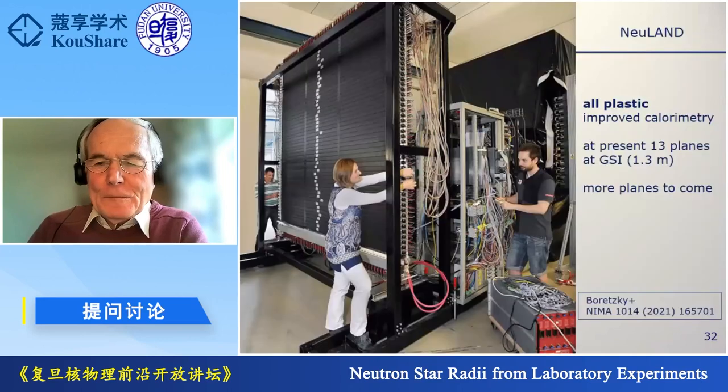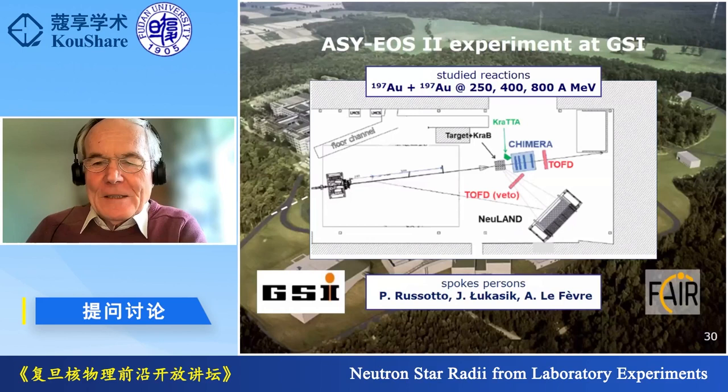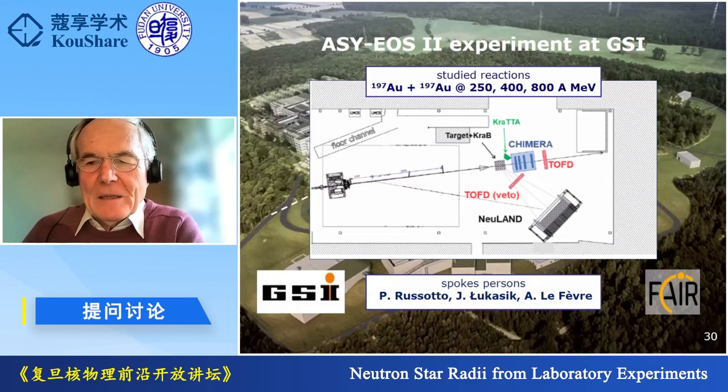Yeah, that's an interesting question. Let's go back to this figure here. So it's approved with A-. A means physics motivation and so on. All this is approved and gets an A. That's the highest rating we can get. And the minus says that it can only run when there is beam time available and when there is space available.